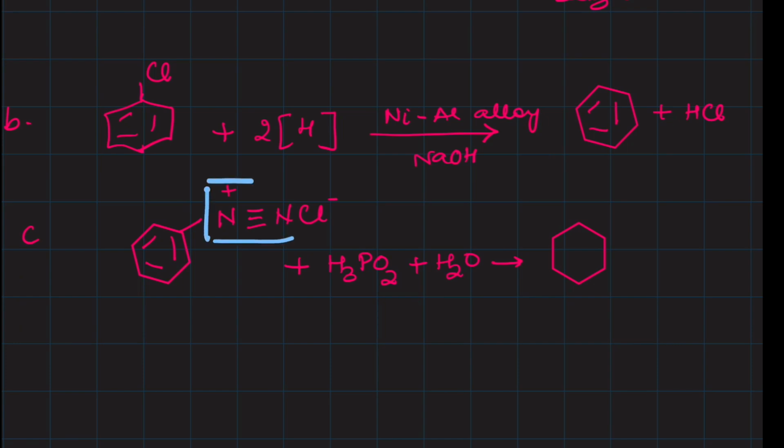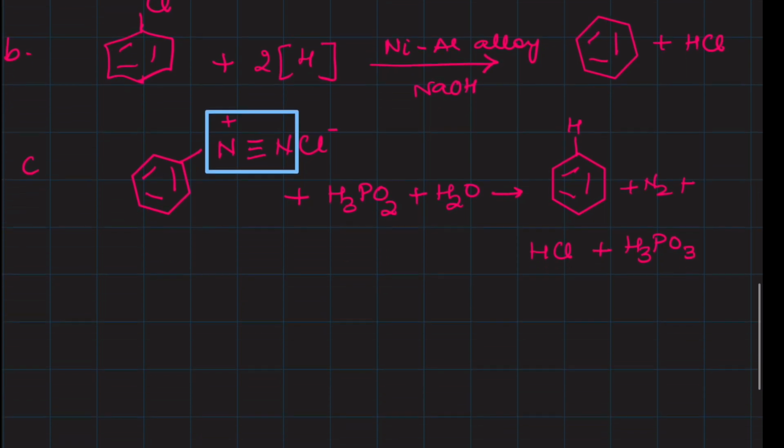Diazonium is a very good leaving group, nitrogen is a very good leaving group, so it easily breaks. Otherwise it is very difficult to break anything from the benzene ring because of resonance. So this gets removed easily, and what you get is benzene, N2 and HCl, and H3PO2 gets oxidized to H3PO3.